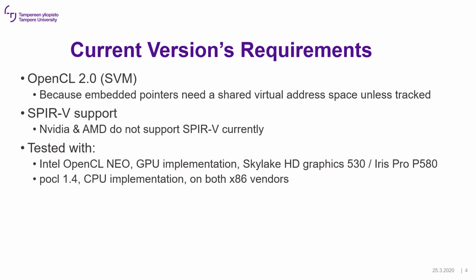HIPCL has been tested mainly on Intel's new OpenCL implementation for their GPU called Neo. It should also work on PoCL and Intel's OpenCL implementations for CPU, but some of the more advanced features like warp shuffle are not available.